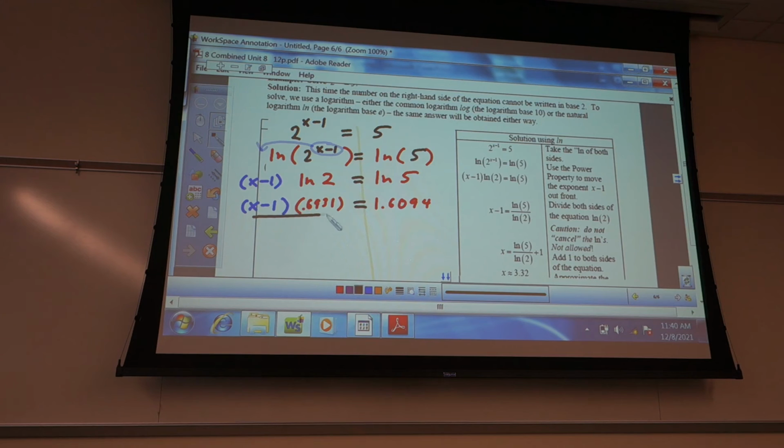Okay. And then we're going to divide both sides by 0.6931. So then on the left, I'll have x minus 1, and that's going to equal, what's 1.6094 divided by 0.6931? I get 2.322.